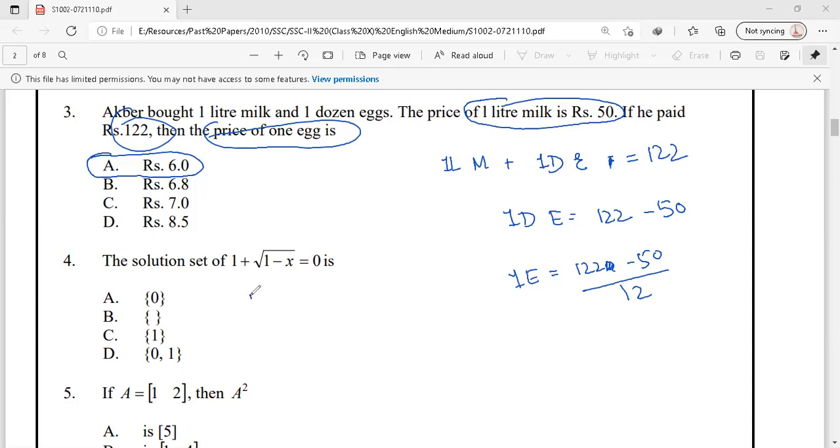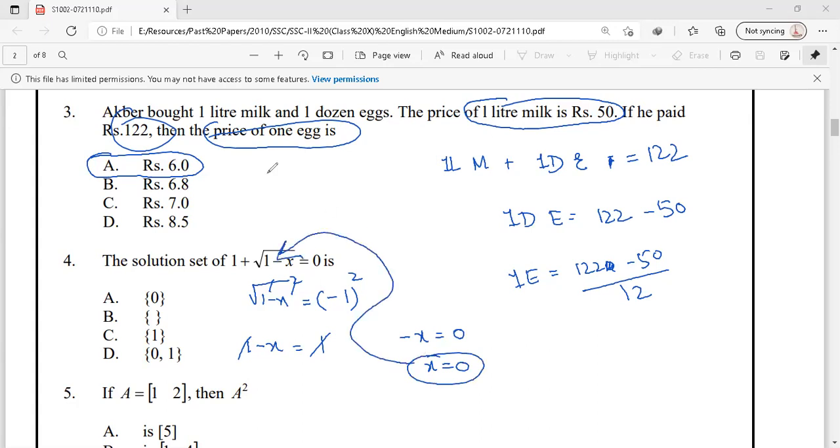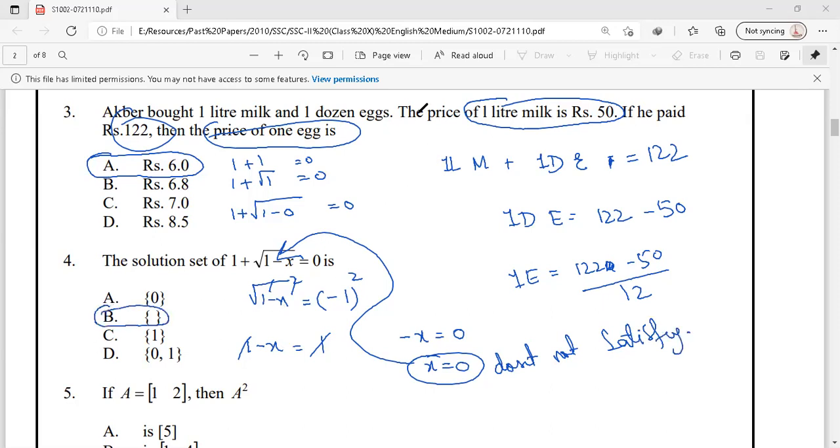We have to solve this equation. Square root of 1 minus x will be equal to minus 1. Taking square on both sides, the square and root will be cancelled out. So 1 minus x is equal to plus 1, and this plus 1 and plus 1 will be cancelled out. So minus x is equal to 0 and x is equal to 0. So if we put this x equal to 0 in this radical equation to verify, 1 plus square root of 1 minus 0 equals 0, so 1 plus 1 equals 0. So this x equals 0 does not satisfy the radical equation. So it means our correct answer will be option B, that is empty set.